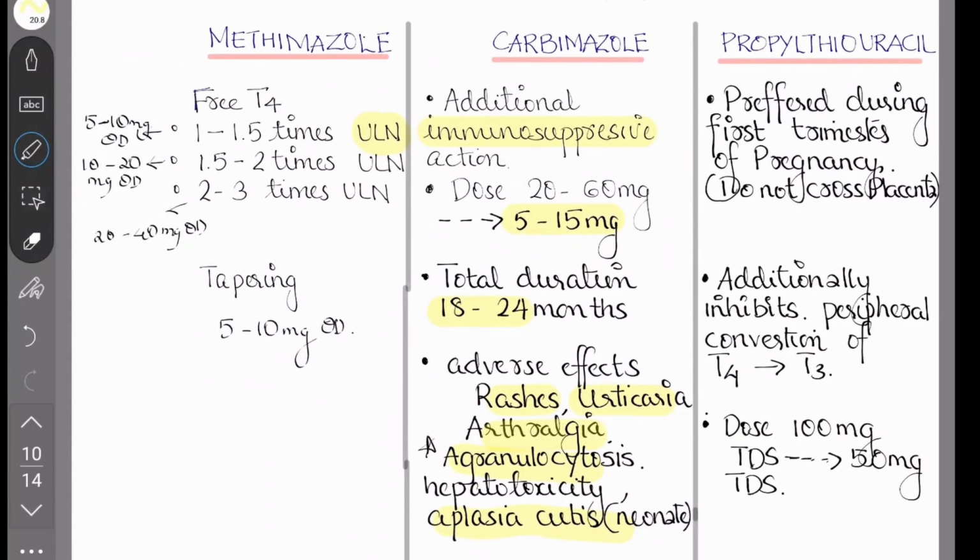Propylthiouracil is mostly used in the first trimester of pregnancy because it doesn't cross the placenta. It inhibits thyroid peroxidase activity. It inhibits the peripheral conversion of T4 to T3, and the dose is 100 milligram with a maintenance dose of 50 milligram TDS.